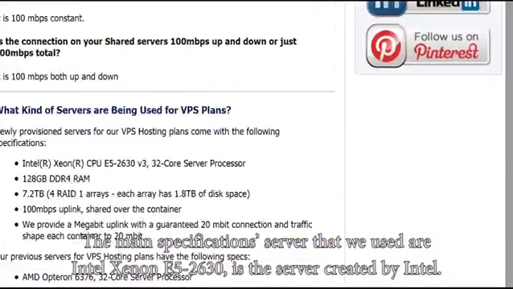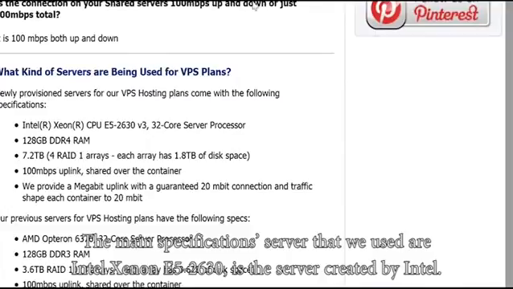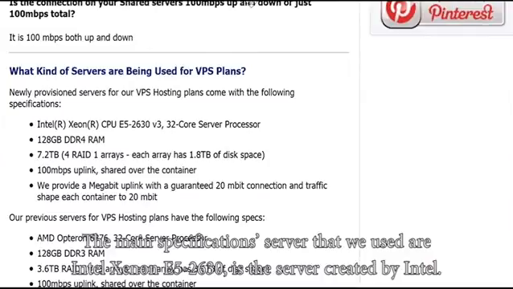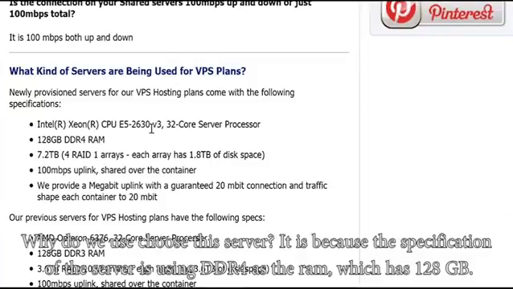The main specification of the server that we plan to use is the Intel Xeon E5-2630, which is a server processor created by Intel. Why do we use this?